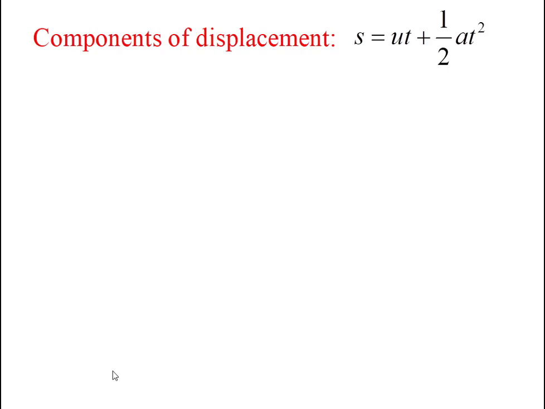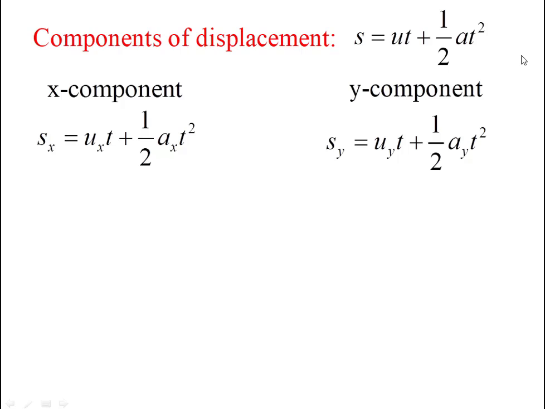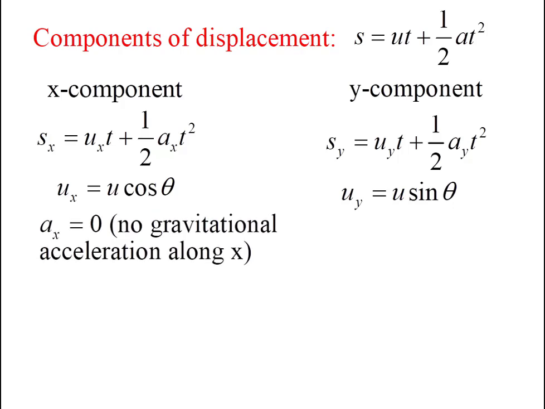Now we will make some modifications based on the general kinematic equation. Displacement is ut plus a half at squared. For the x components, Sx is uxt plus half ax times t squared. You have to always remember that whenever we take the general kinematic equation and want to modify it for projectile motion, we have to always consider components separately. And for the y component, the same. So ux is simply u cosine theta, uy is u sine theta, ax is again 0, no gravitational acceleration along x, but ay is minus g for the y direction.